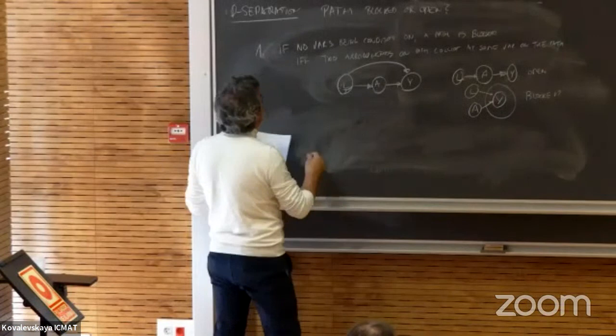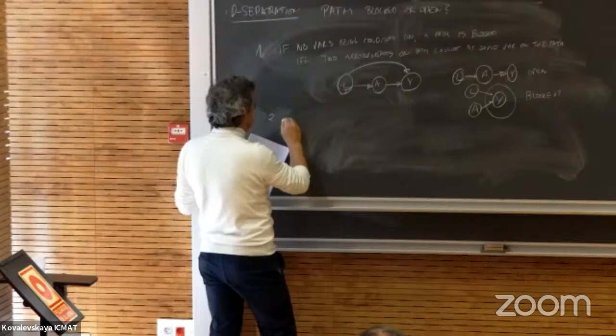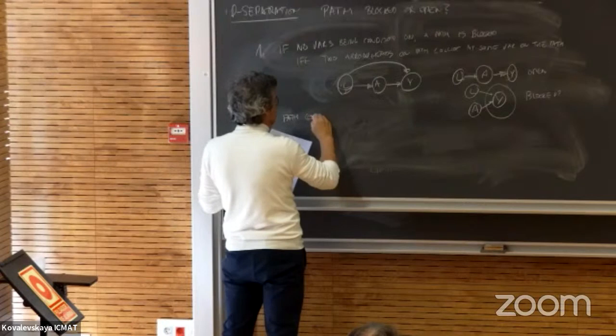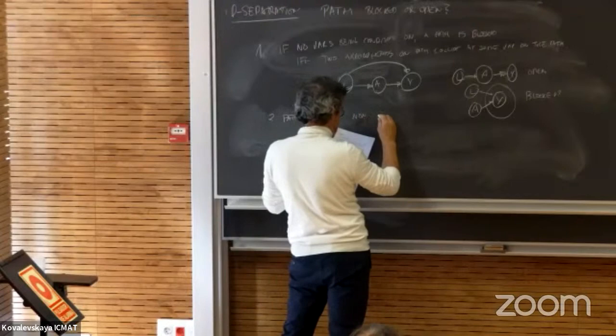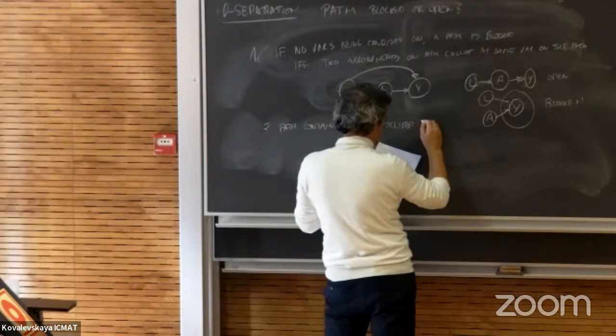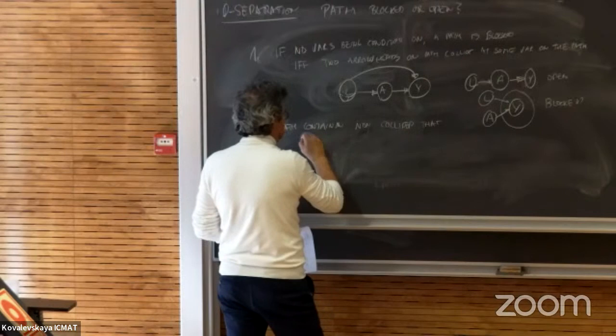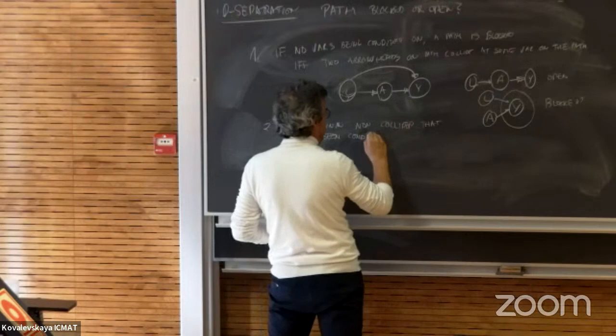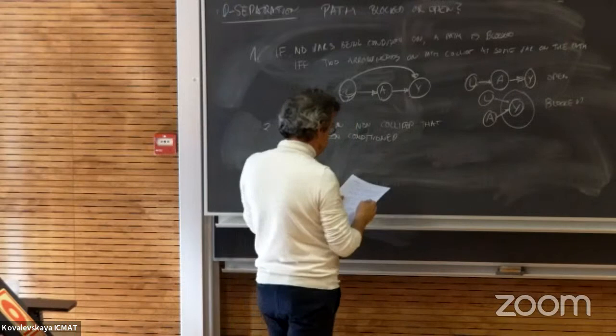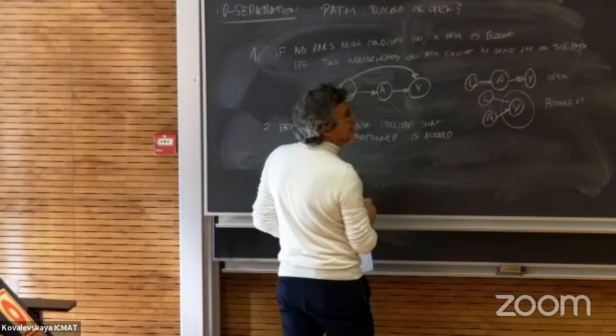More examples, and this refers to this path containing a non-collider that has been conditioned on is blocked. And that would be the example. Let me write it again.